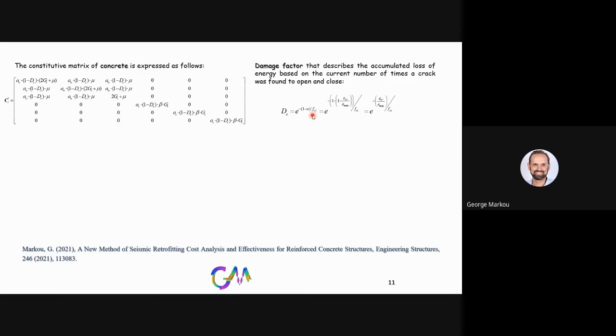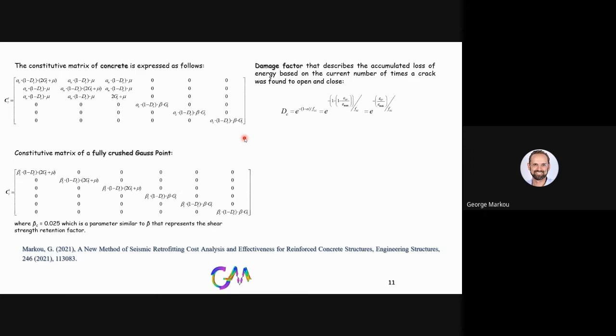So through this damage factor, we are able to directly get the material deterioration of the concrete. And of course, if we have a Gauss point at the concrete, at the material level, which is completely crushed, then we assume that this is the remaining strength based on this material constitutive matrix, where VDAS is the remaining shear strength, and it's set equal to 2.5%.